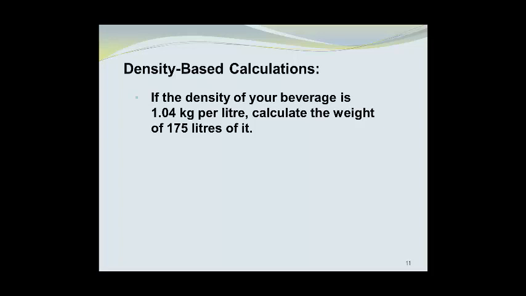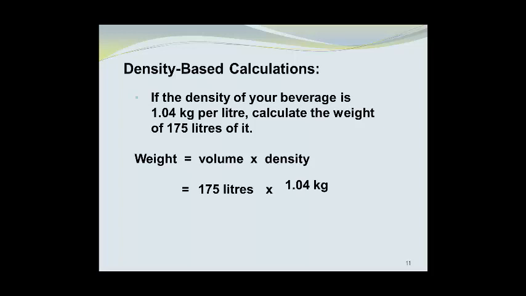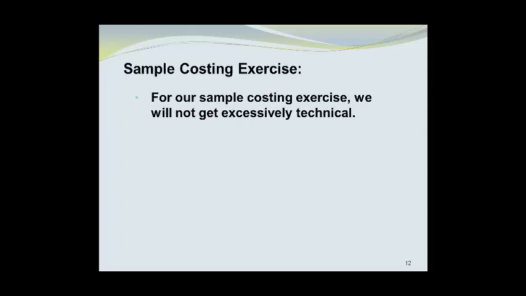In the second calculation, we're going to take the beverage density to be 1.04 kilograms per liter once again, and we're going to calculate the weight of 175 liters of this beverage. So the weight will be equal to the volume times the density. We'll then do a dimensional analysis calculation where we take 175 liters and multiply it by 1.04 kilograms per liter. The liters will cancel out and we're left with kilograms. The numerical value then is 182 kilograms. So 175 liters of this beverage will weigh 182 kilograms.